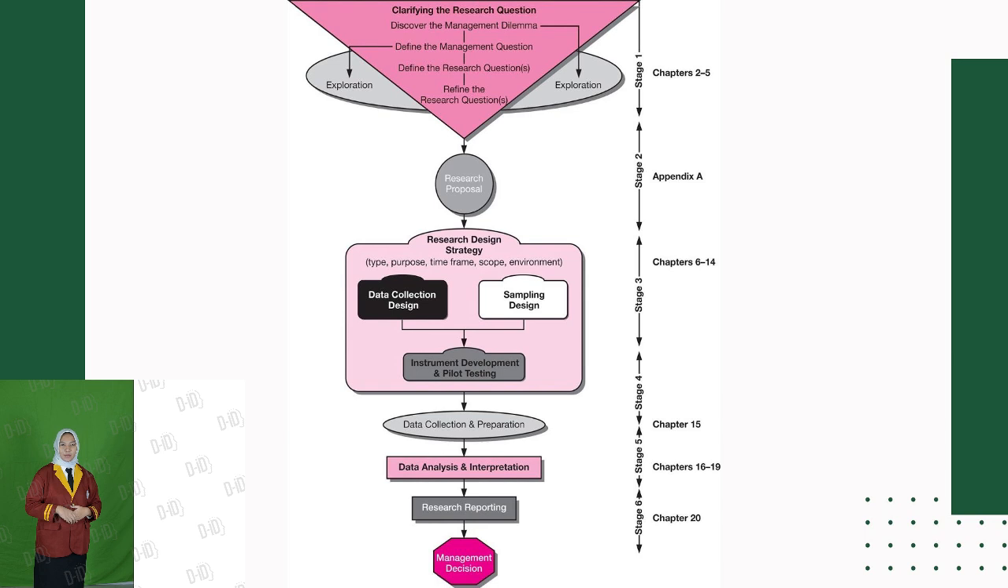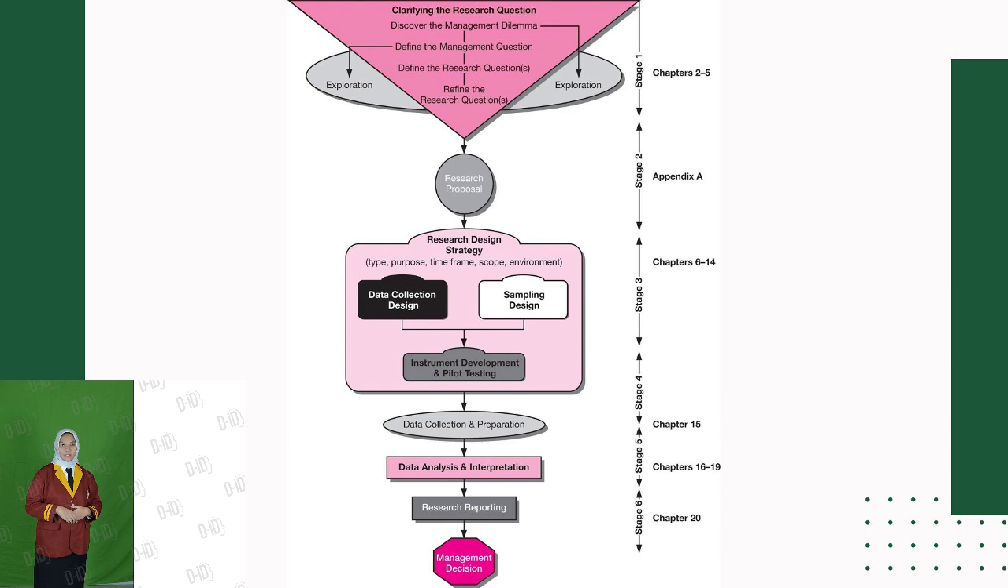Stage 2, Research Proposal. Once the question is clear and specific, the researcher prepares a research proposal. This proposal contains the background, problem formulation, research objectives, and methods to be used. This proposal also serves as a formal guide for researchers, as well as a consideration for sponsors or management whether this research is feasible.